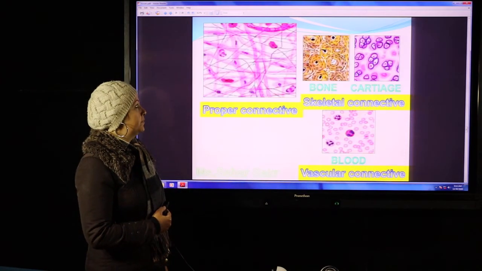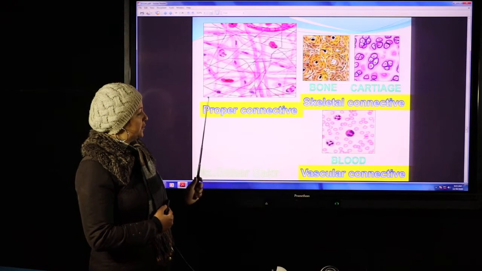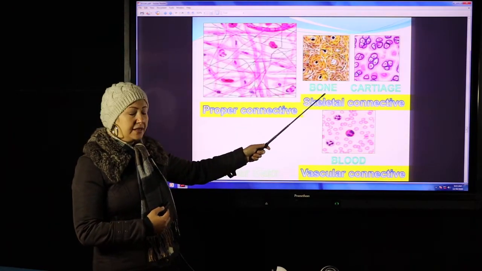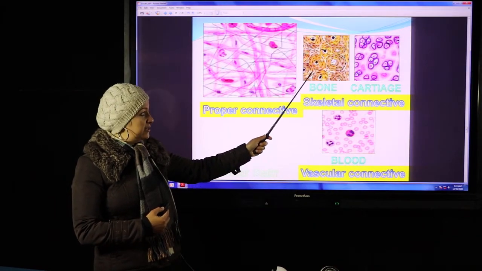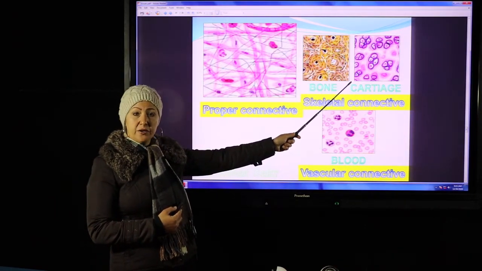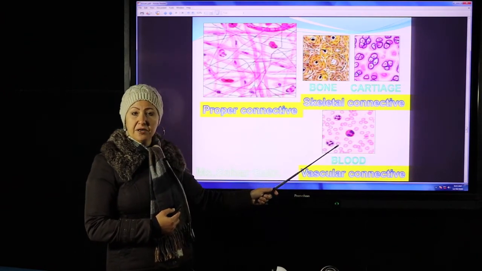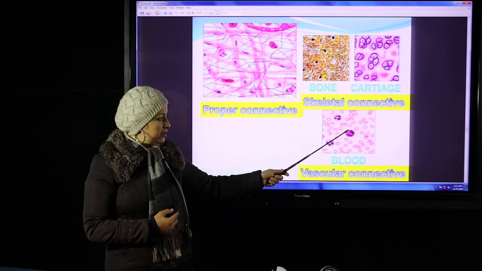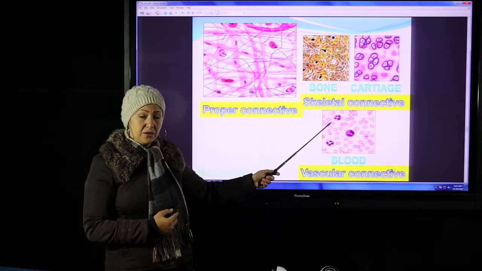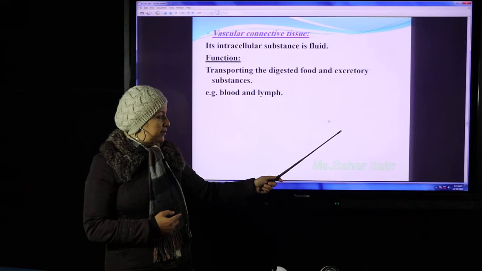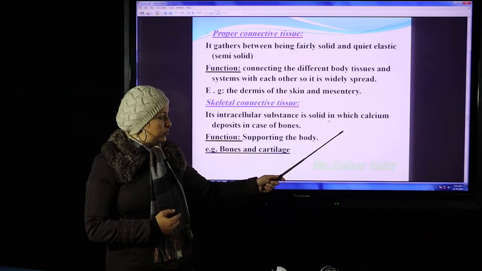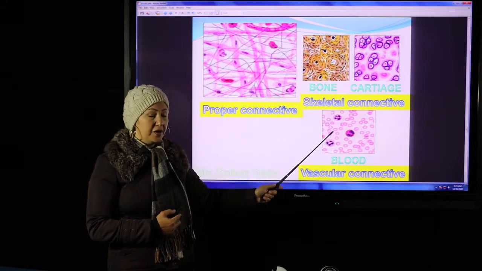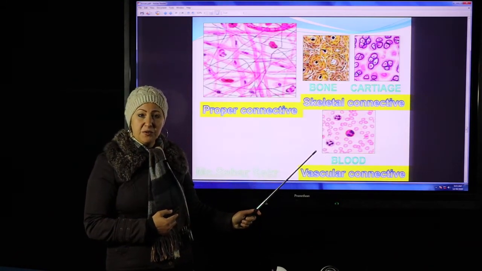Okay? So these are the shapes under the microscope: the proper connective tissue, the skeletal connective tissue, this shape is for bone, this shape is for cartilage, and we have the vascular connective tissue. This is the shape of the blood under the microscope. If you look closely here, you will find the RBCs, or red blood cells, and the WBCs, or white blood cells. These are the white blood cells, because they contain nuclei of different shapes.